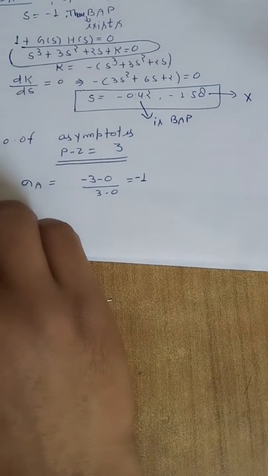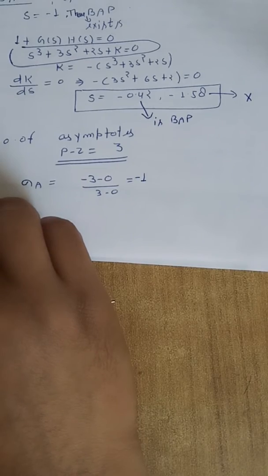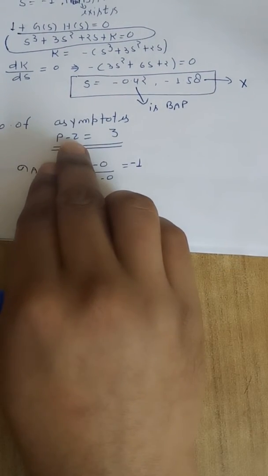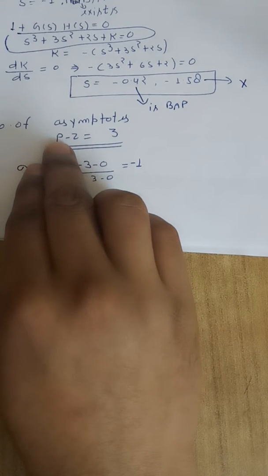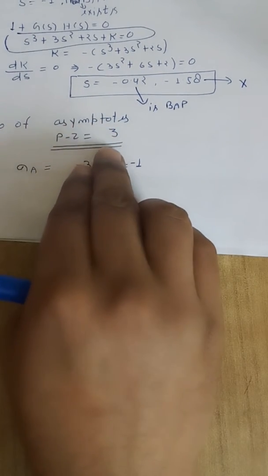Now let us see the sixth rule. In the sixth rule, we will decide the number of asymptotes with the help of the formula P minus Z. P means number of open loop poles. We have 3. Z means number of open loop zeros. We don't have any open loop zero for the system. So number of asymptotes we have is 3.